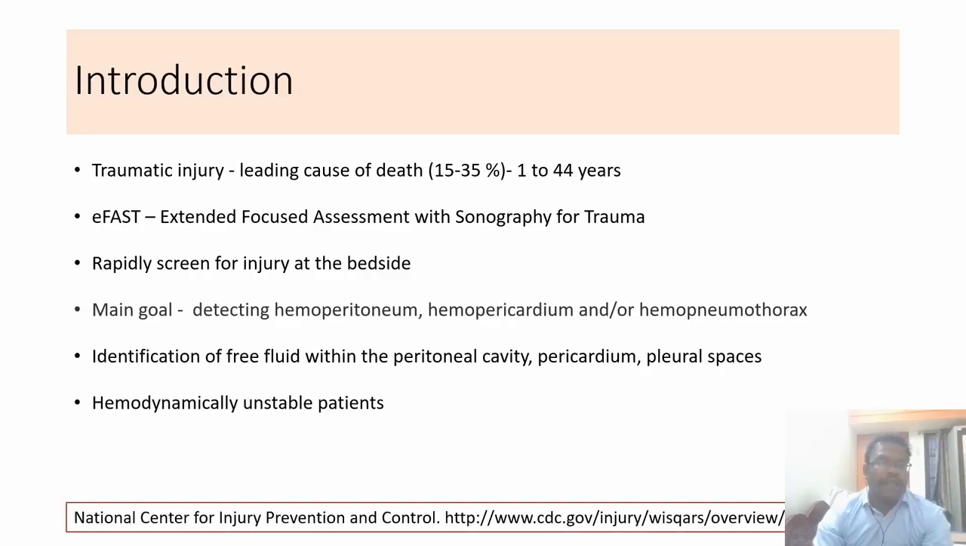So, identification of free fluid within the peritoneal, pericardial, or pleural cavity with the help of EFAST will give enormous data to emergency physicians or surgeons so they can plan the next step of management as early as possible. And being fast is the best assessment. This is very useful in hemodynamically unstable patients because it avoids the complications associated with shifting a hemodynamically unstable patient to the CT scan.